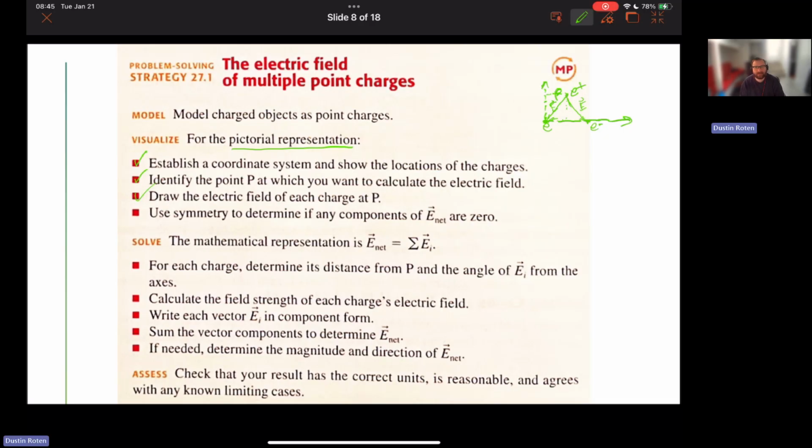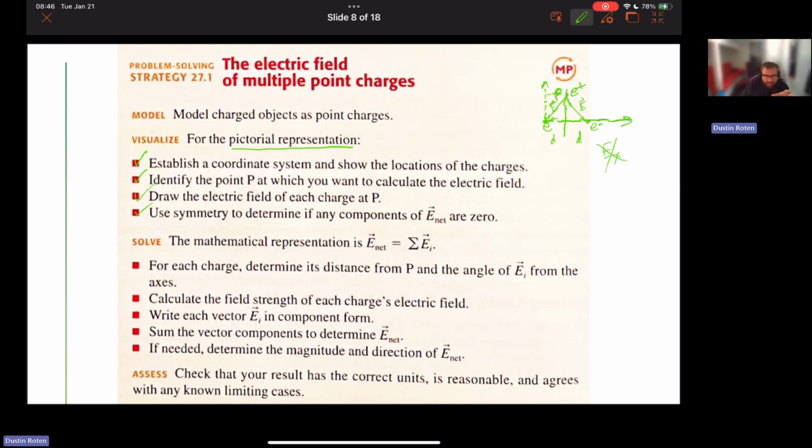Now in this case, this is a poorly drawn picture, so there may not be any symmetry to see if anything cancels out. But if we suppose that this is actually right in the middle, perhaps this distance is the same as this distance, so we make a little equilateral triangle. If that's the case, then we know the x components would cancel out, so those are gone, because we would have nice symmetry in this problem. Okay, so we could do that.